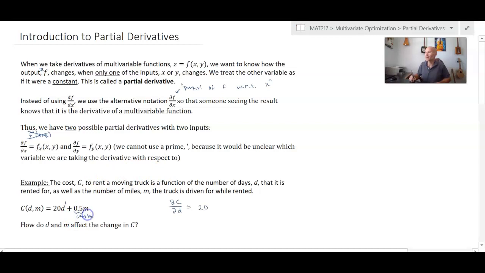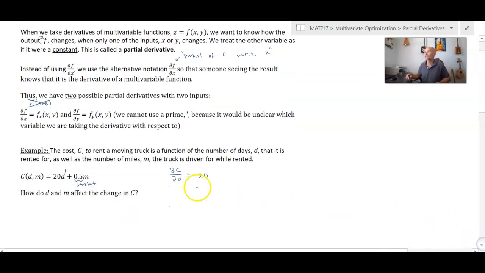This is going to be a constant because we're holding it constant. So in finding dC dd, we're going to hold m constant. And mathematically, that means we're going to treat it as if it were a constant. So let's think about 0.5m as just some number. Well, what's the derivative of a constant? If you take 0.5 and you multiply it by a constant, you get a new constant. And the derivative of a constant is 0. So we get 20 as our result.